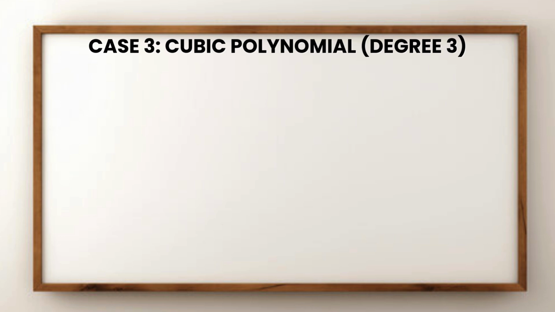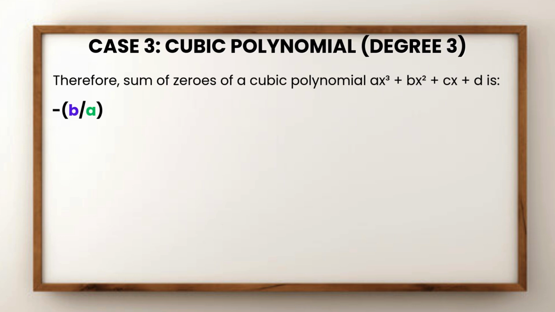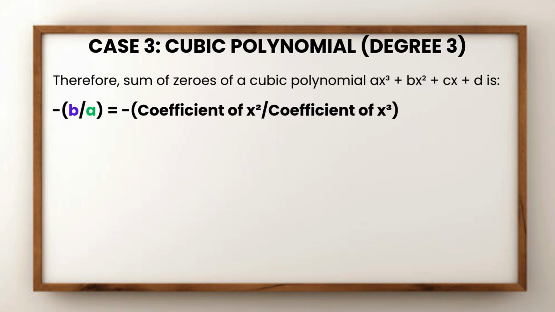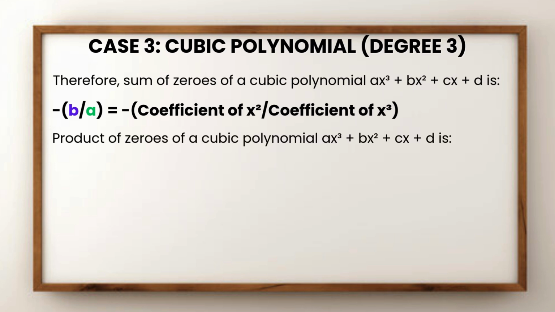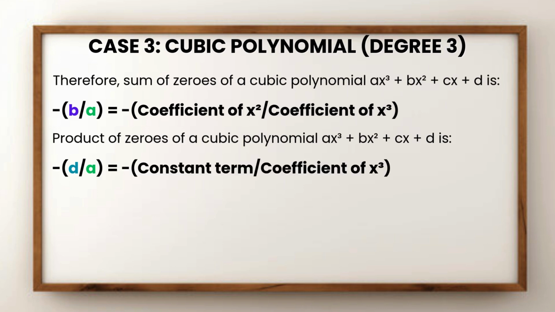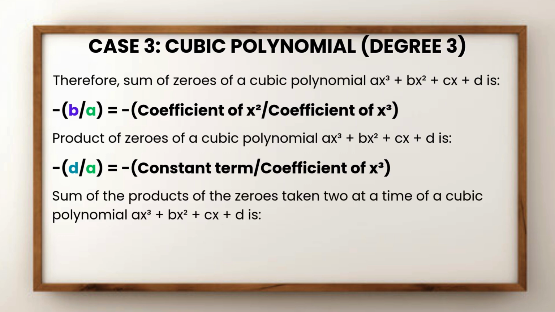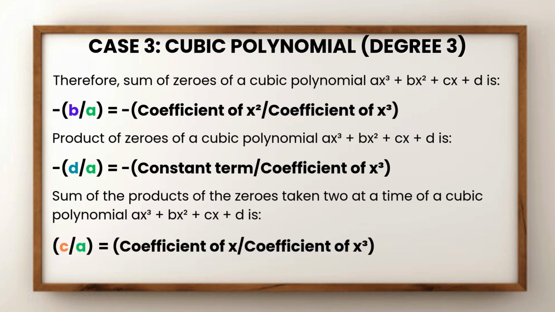Hence, we can conclude that sum of zeros is equal to minus of b by a, which is minus of coefficient of x square by coefficient of x cube. Product of zeros is equal to minus of d by a, which is minus of constant term by coefficient of x cube, and sum of products of zeros taken two at a time is equal to c by a, which is coefficient of x by coefficient of x cube.